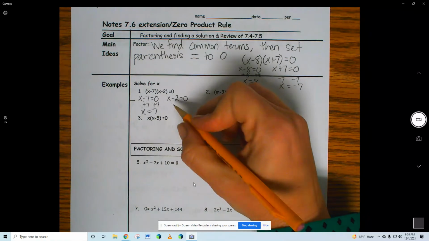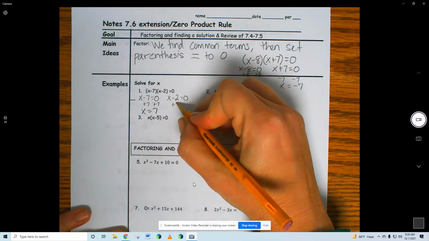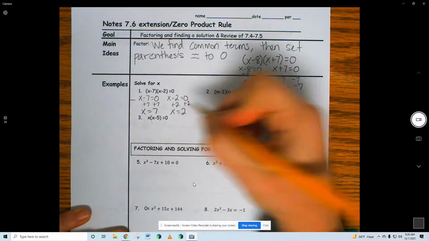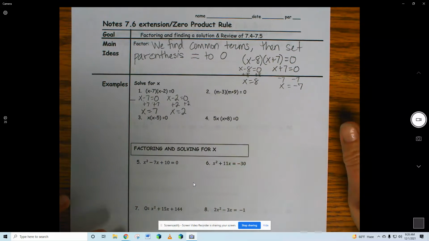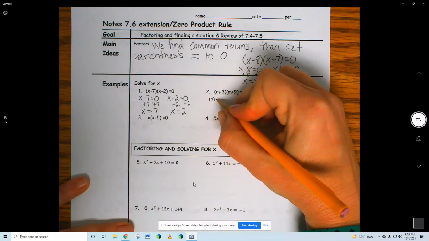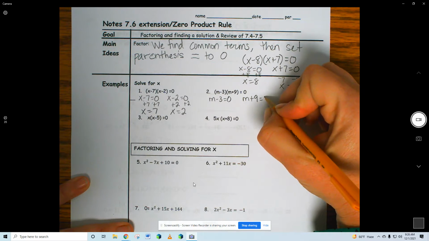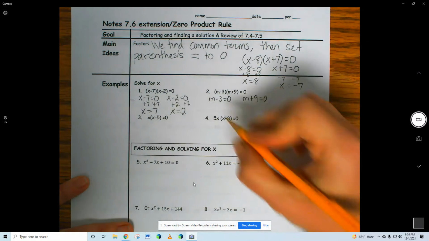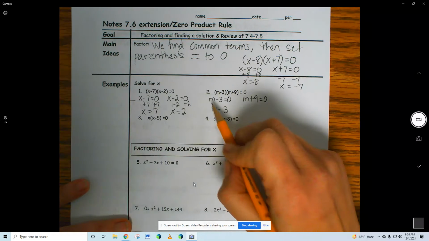This x minus 2, the answer is obviously what minus 2 equals 0? 2 minus 2 equals 0. The answer is 2. X equals 2. Number 2 is the same thing. Set each parentheses equal to 0. What minus 3 equals 0? Obviously, 3 minus 3 equals 0. M equals 3.